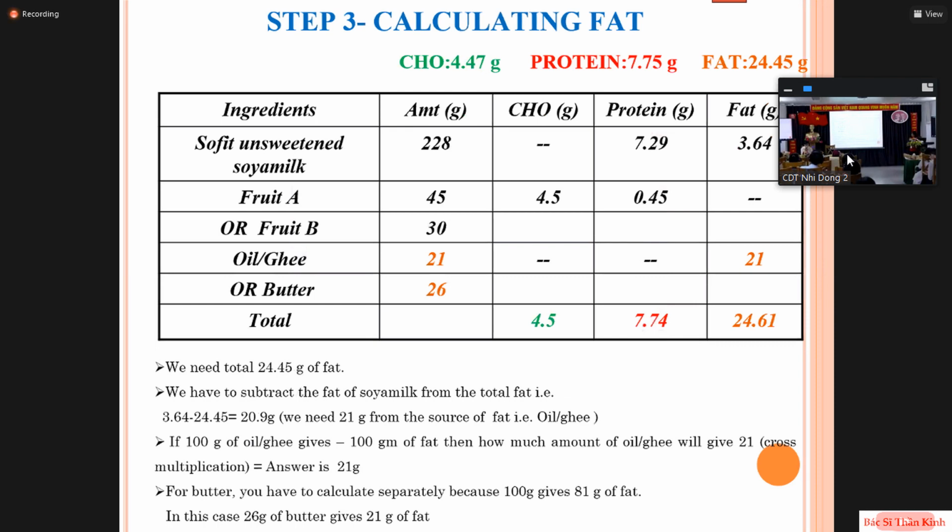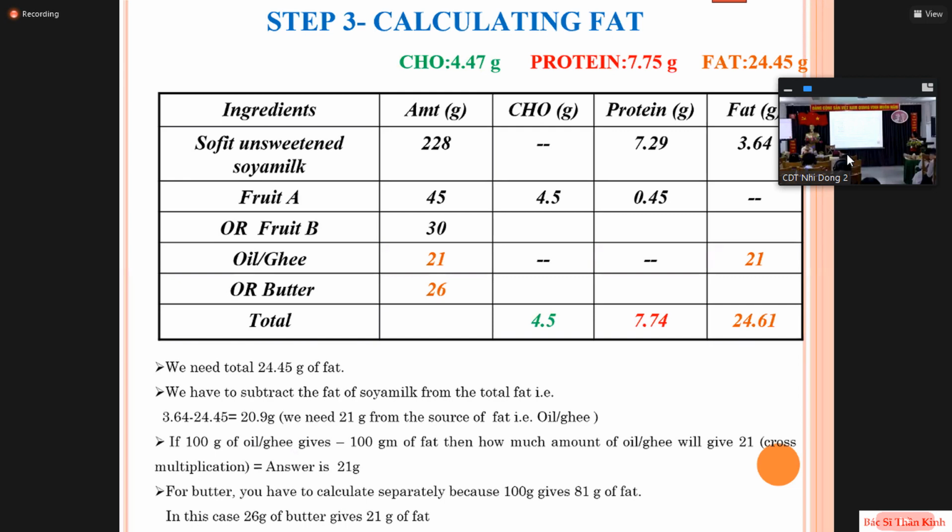Next, we proceed with calculating the fat. We need 24.45 grams of fat. We already have from the soya milk, that is 3.64. So you have to subtract that first, that is 24.45 minus 3.64. So you get 20.9. So we need around 21 grams from the source of fat, that is oil, ghee, or butter, right? We know that 100 grams of oil, ghee gives you 100 grams of fat. So directly you take the value 21 grams.